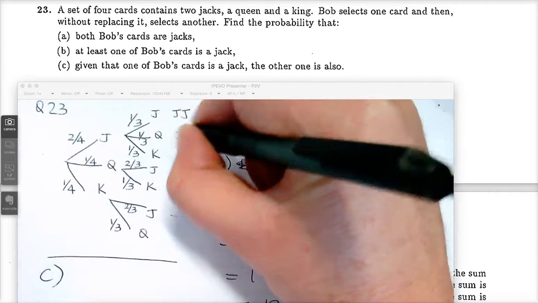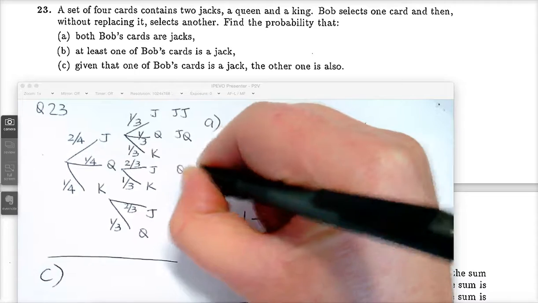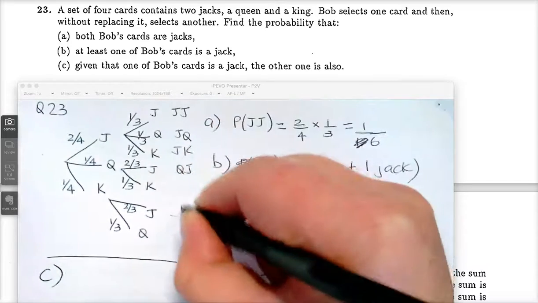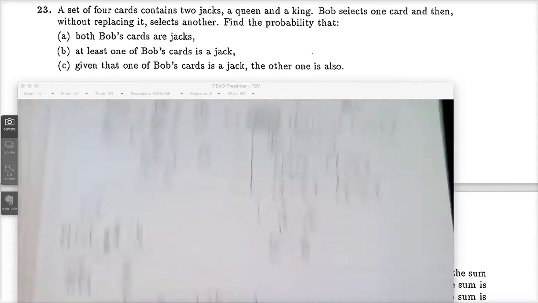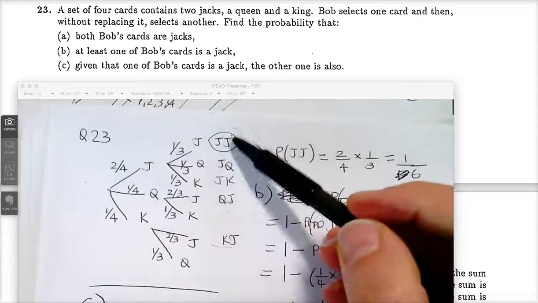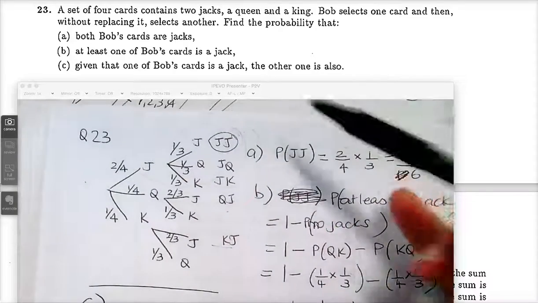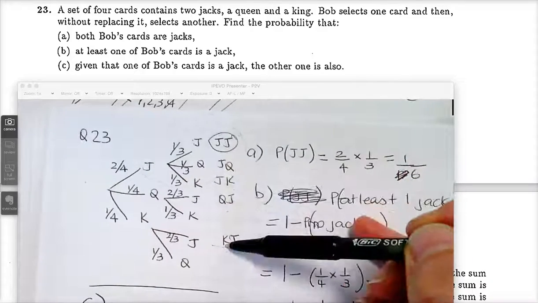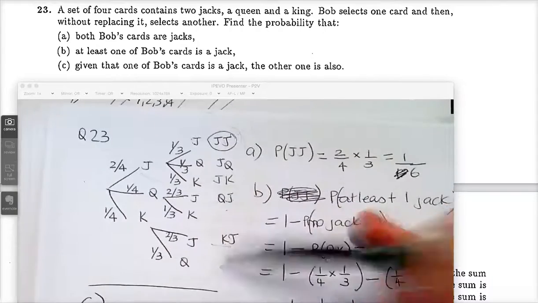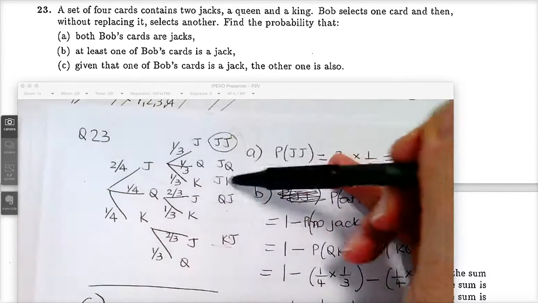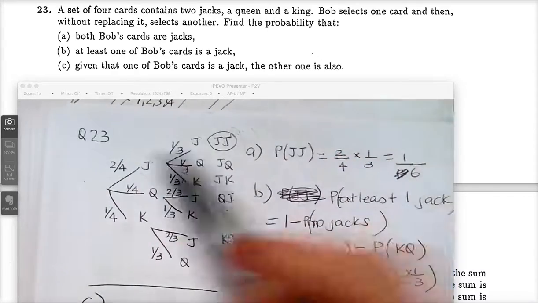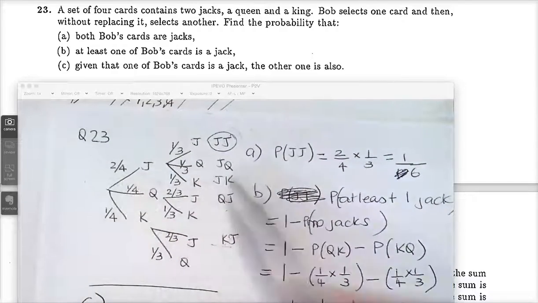Our sample space is that, JK, and this. The other 2 are not part of my sample space. They don't get included. Given that one of Bob's cards is a jack, the other one is as well, we've got 5 choices. The others are obsolete, just like that dice question. But because you've got numbers on the branches and each of these is not equally likely, if you work out the probability for each of those, it's different.